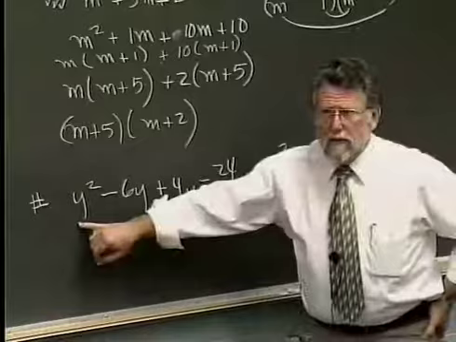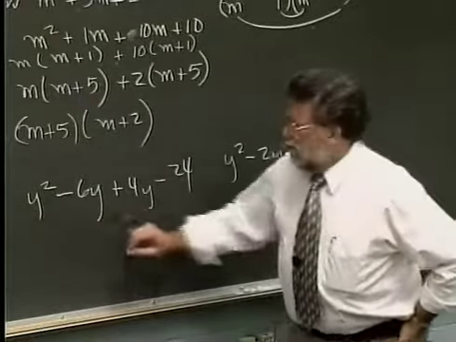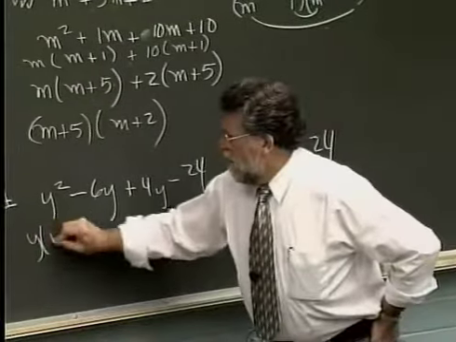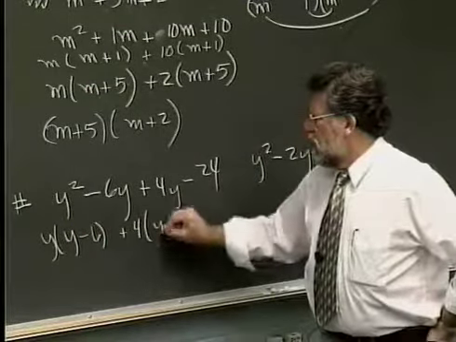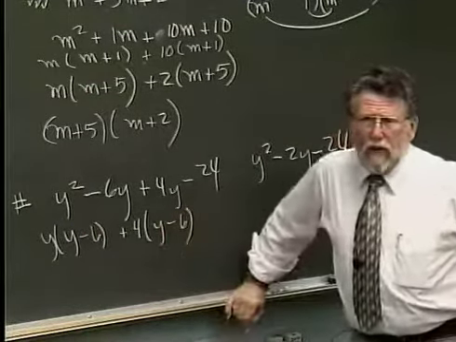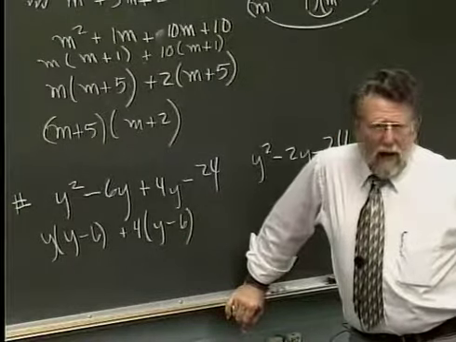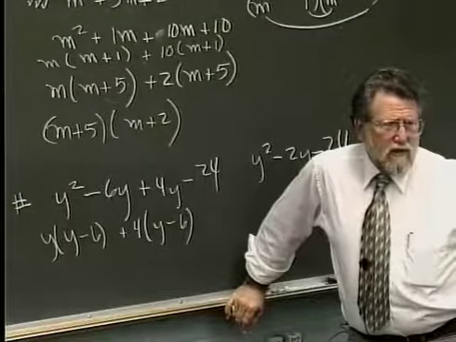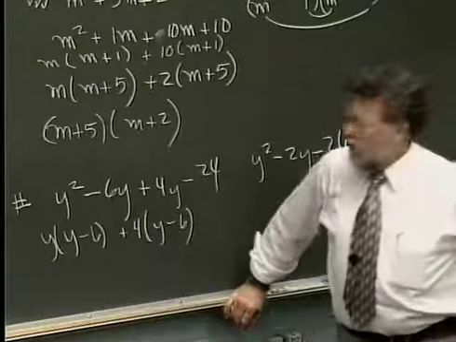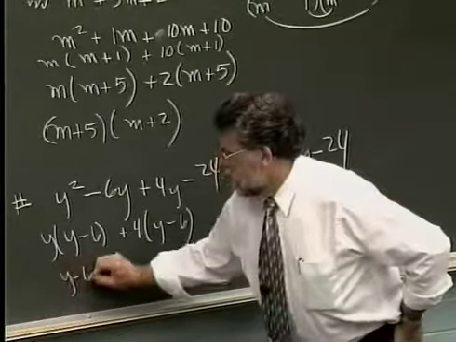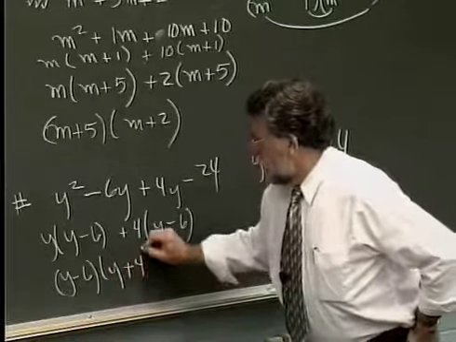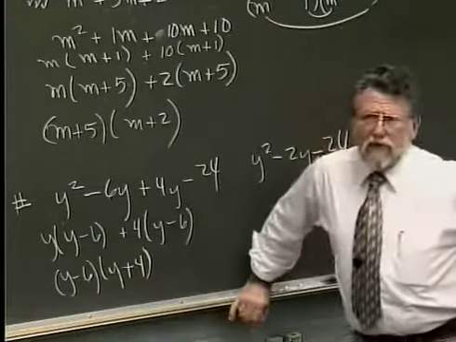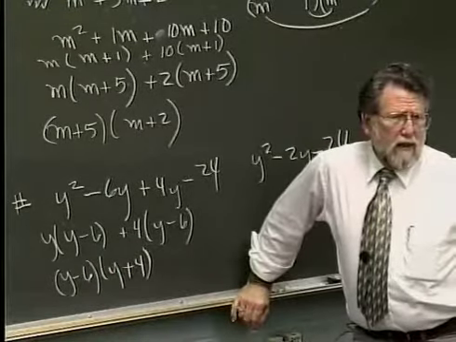Now what are we going to do here? We're going to take y as a common factor, and here I'm going to take 4 as a common factor, and then you see what? The aha with y minus 6, and you're left with what? The y plus 4, and you have the factoring completed.